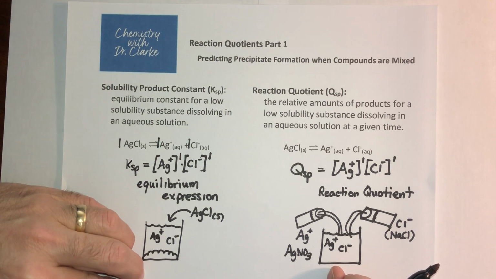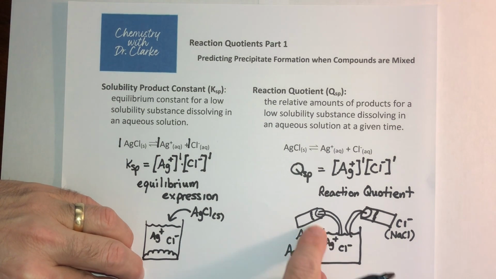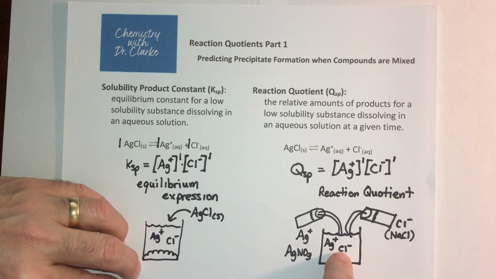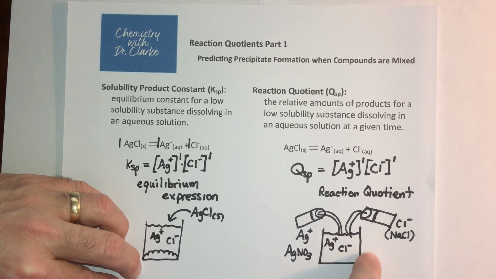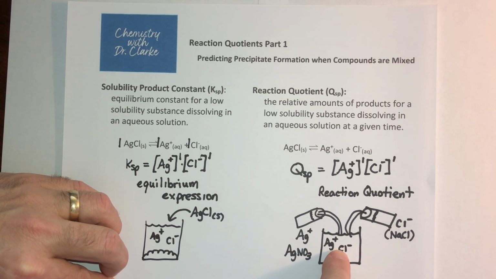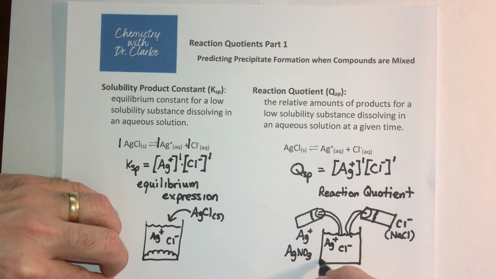What's more likely to happen, though, is that you've got too much silver and too much chloride. So when you put them in, you've got way too much silver chloride in here. And if you've got way too much, that means some of it's going to have to fall to the bottom as a precipitate. Okay, so it'll fall to the bottom as silver chloride solid.